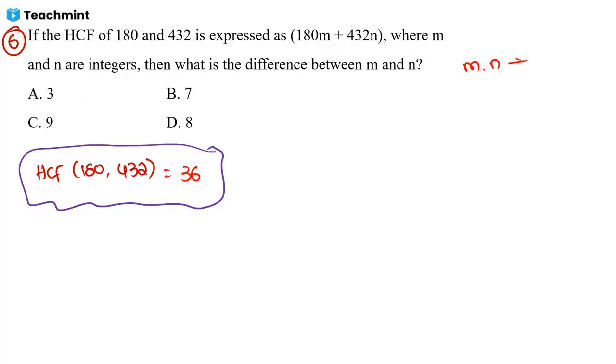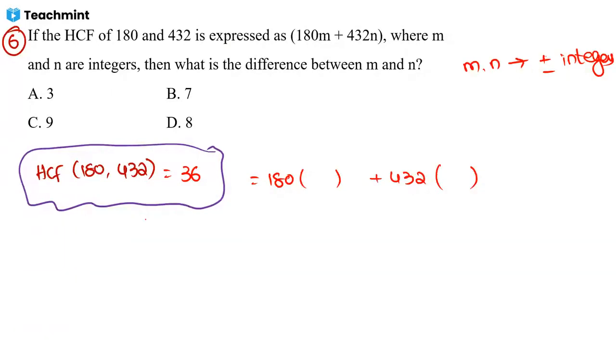Here m and n are integers, so they may be positive or negative. They said integers, they didn't mention positive or negative. We can think about this, right? This is quite good. Now let's try. I have to get 36 from 180 into something and 432 into something. One among these is negative for sure. Then only we can reach it.